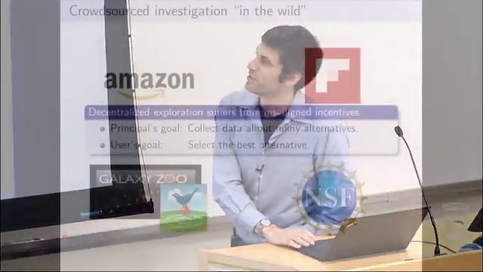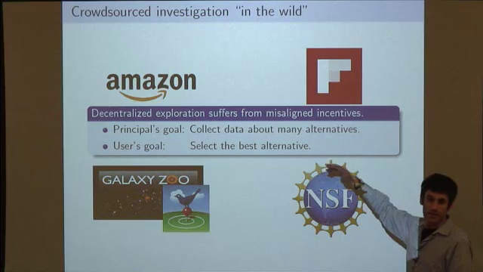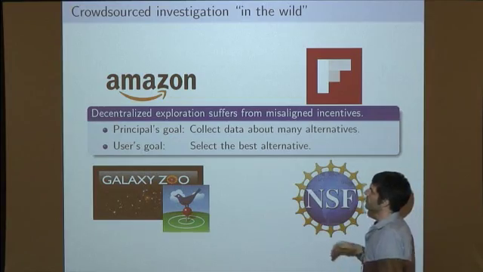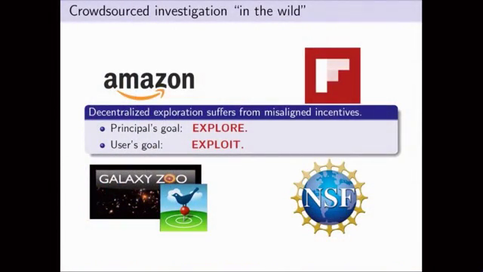In all of these situations, what we have really is a misalignment of incentives where we have a principal whose goal is to explore a broad space of alternatives and collect information about all of them. And we have individual users whose goal is to select the best alternative for them. To state it in a more pithy way, we have a principal whose goal is to explore, and individual users whose goal is to exploit.